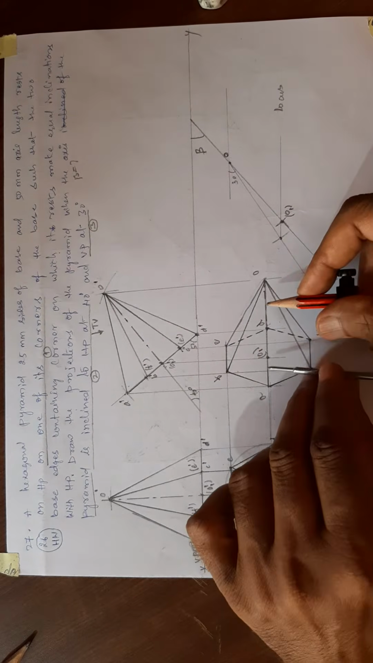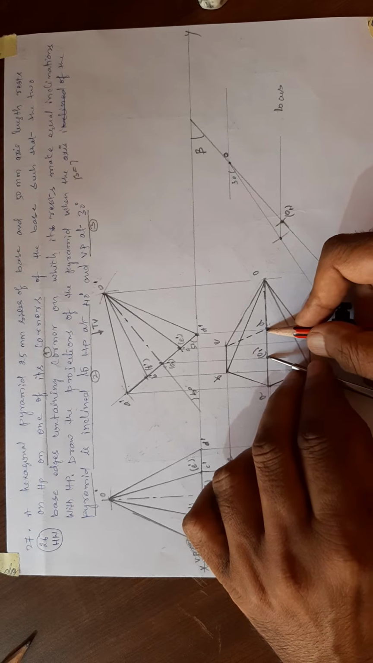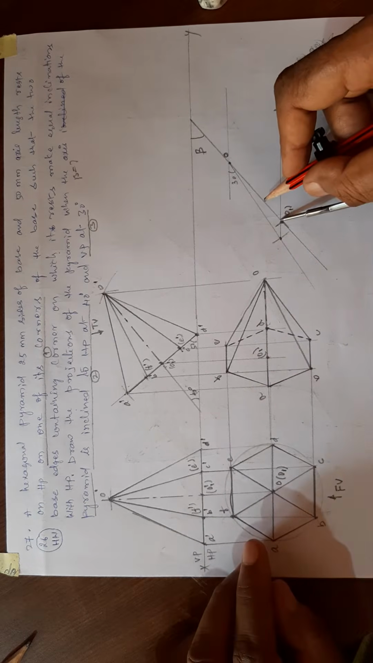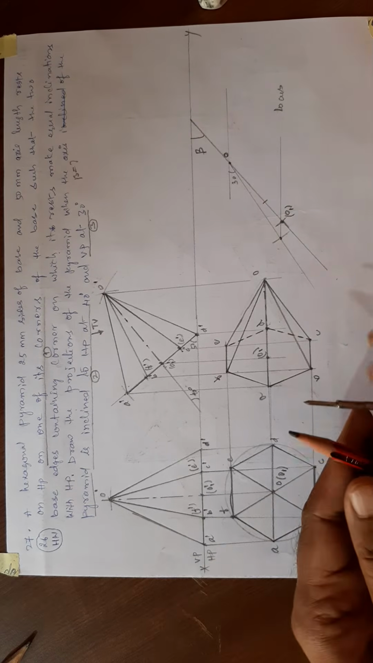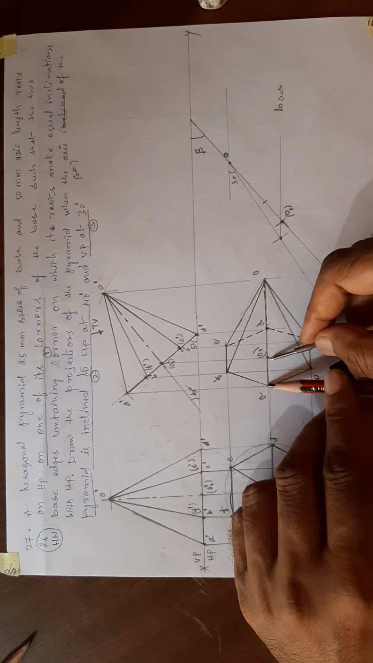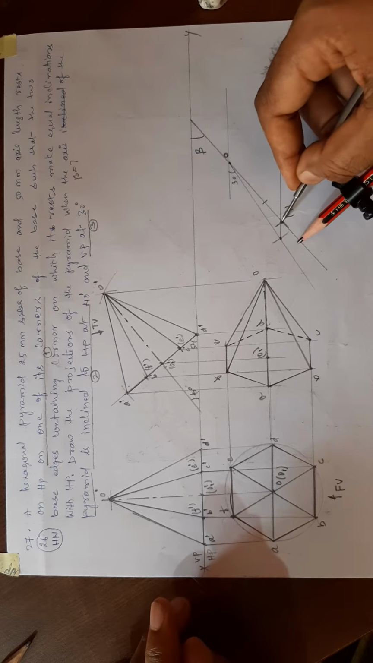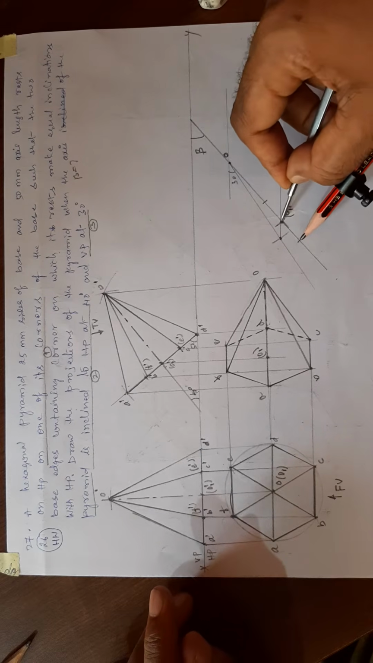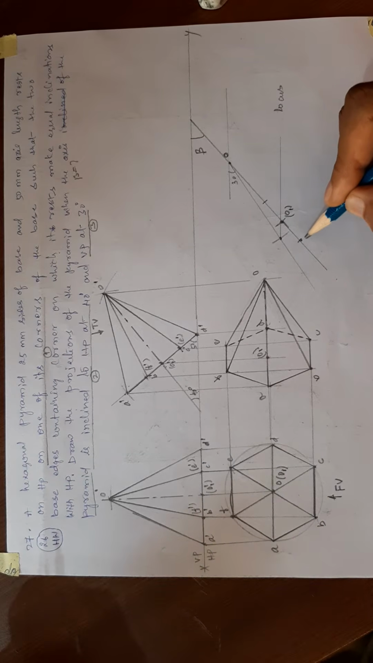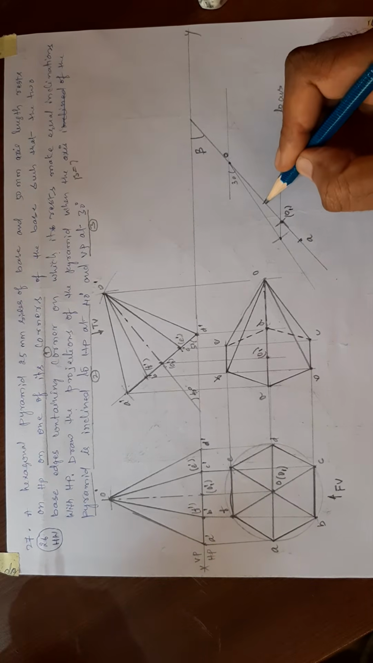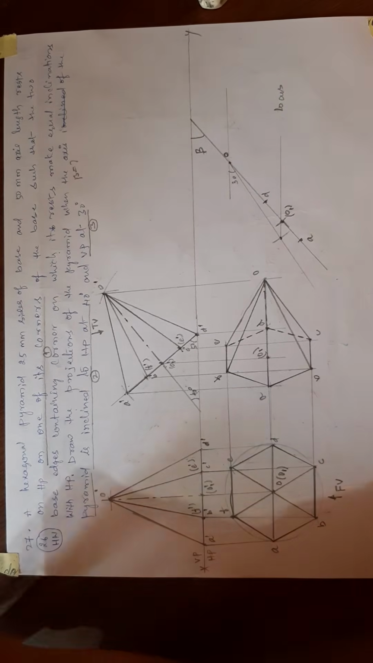Similarly we can get O1D here. See O1D. Now this point is O1D. Now similarly O1A, you will get O1A here. So four points we got. Now this point is A. Now this point is D. The other points we have to get by the compass method.